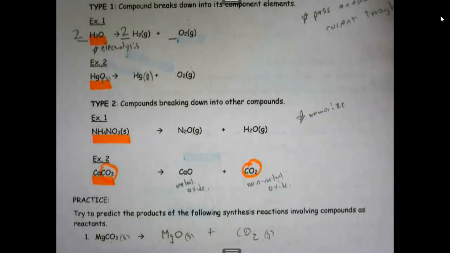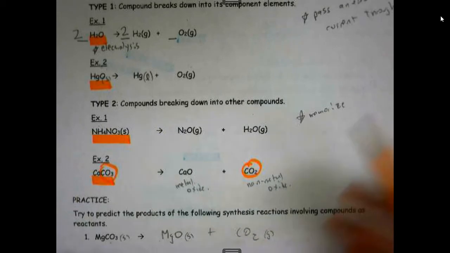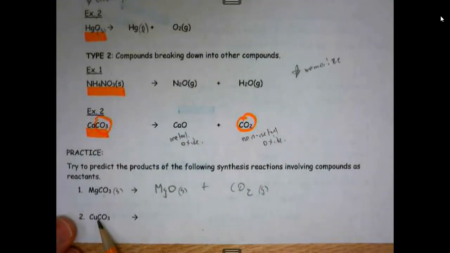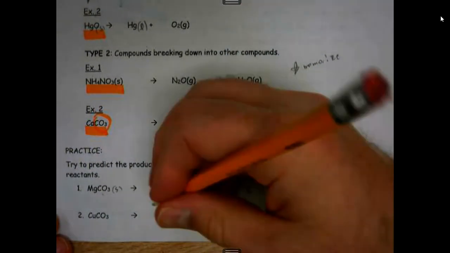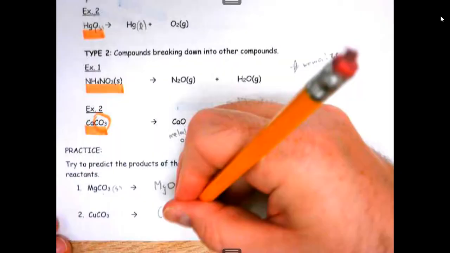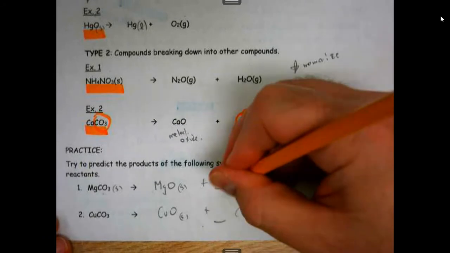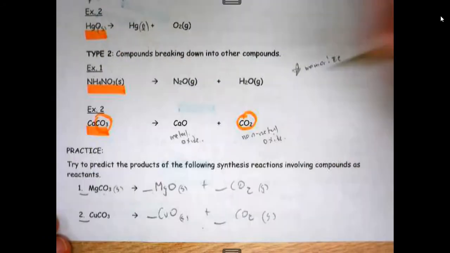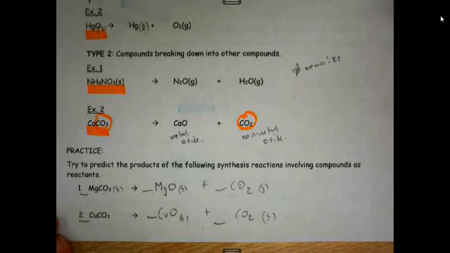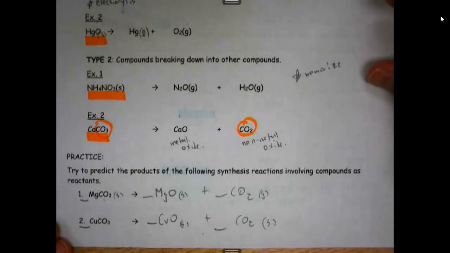And then we can do the same thing over here with copper. So in this case here, it's copper 2. So it's going to be CuO plus CO2 gas. And we just make sure that they're balanced and see if everything's up to snuff. But I think they're already balanced. Okay? And those are the decomposition reactions.